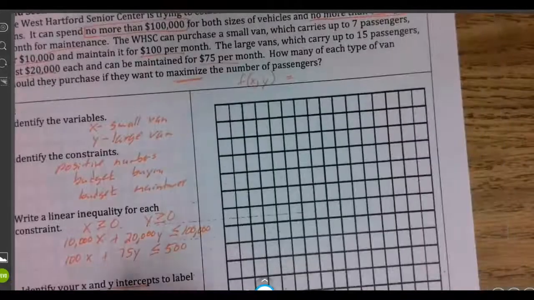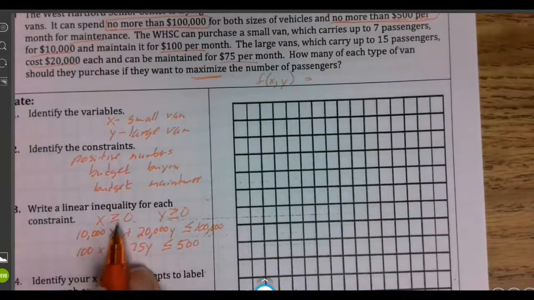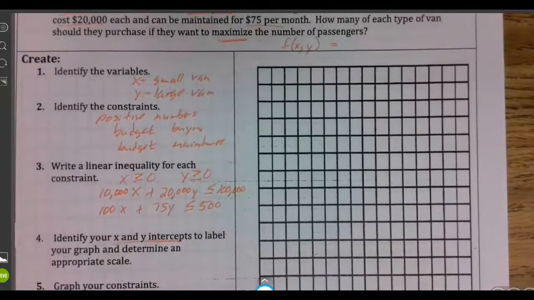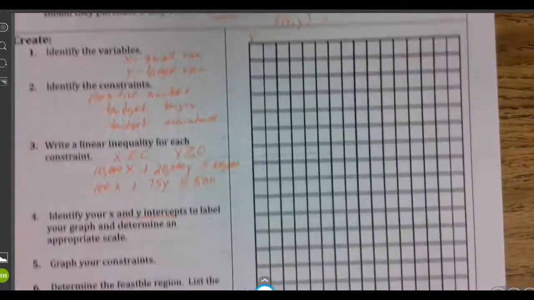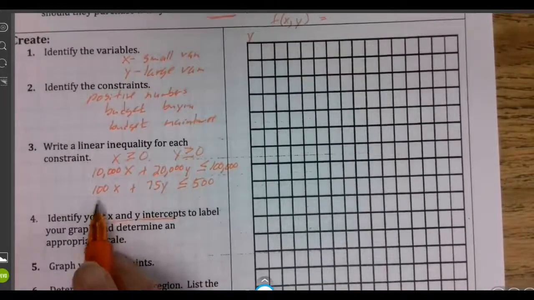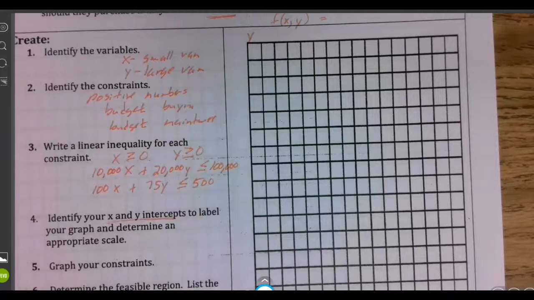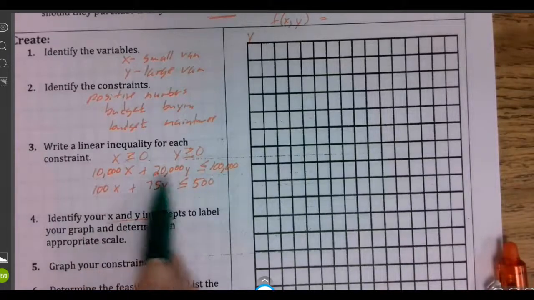Okay, so let's graph these. To graph X is greater than 0, Y is greater than 0, what that tells us is this axis is going to be X, and this is going to be Y, and it all has to be positive. Okay? So now, let's reduce these. If we take some of these numbers out and start finding our X and Y intercepts, it'll make it a little easier too. We don't have a lot of room to do it.